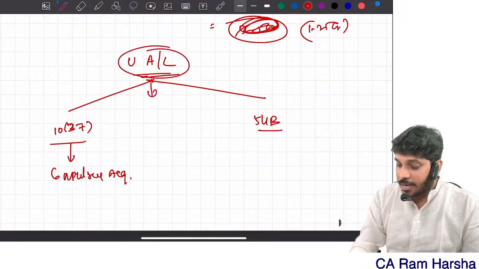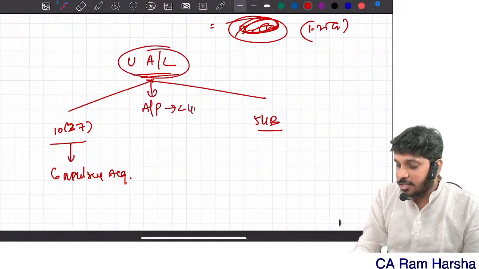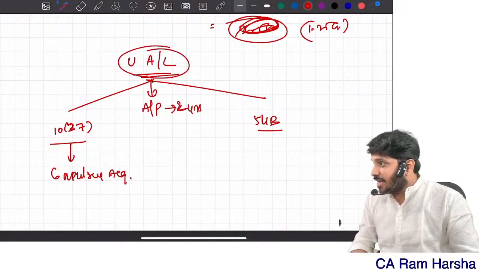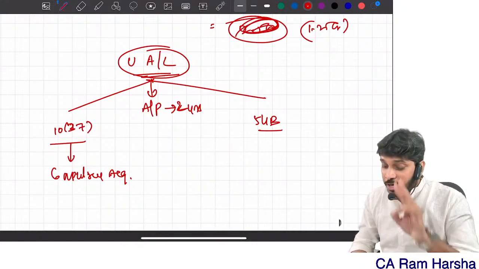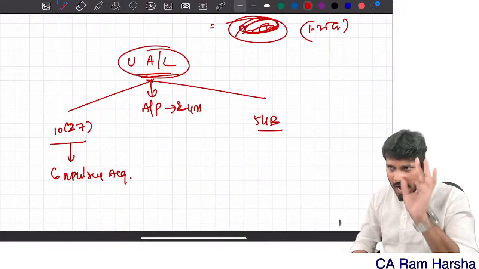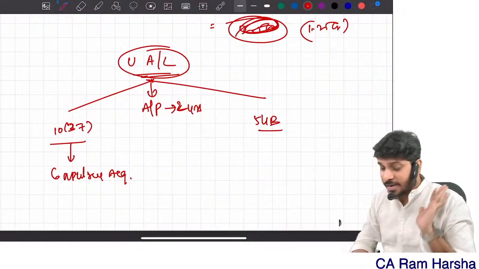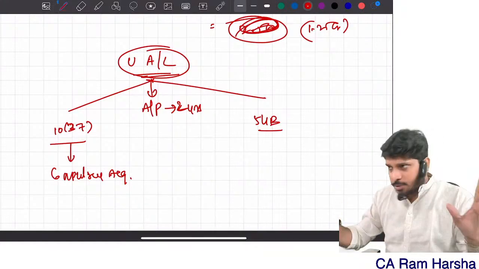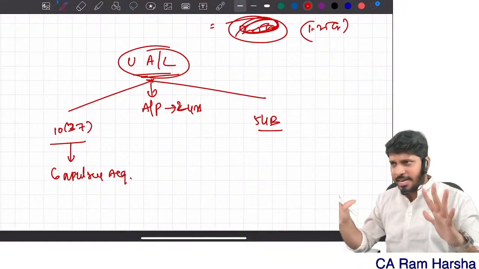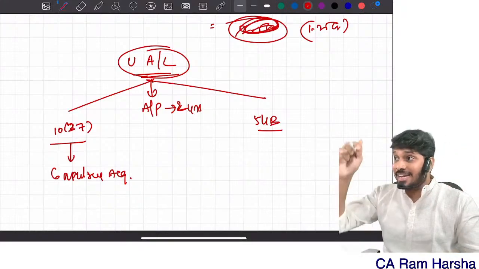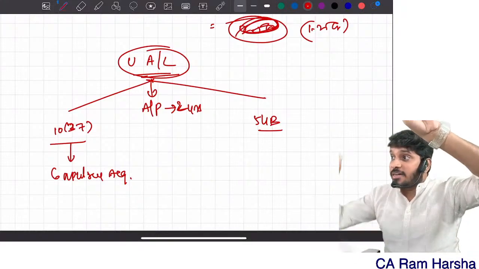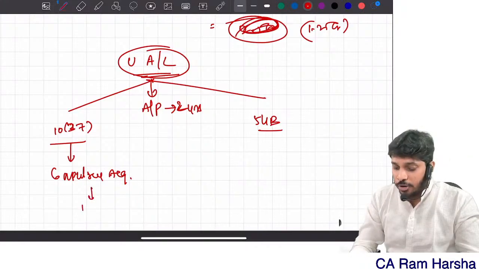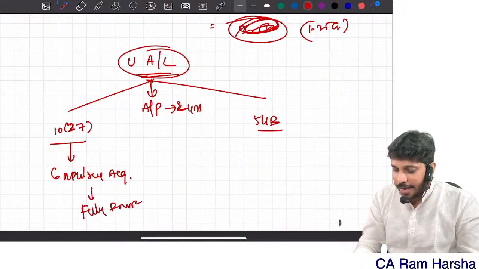Remember, this urban agricultural land was used by me for agriculture purpose for 2 years. The assessee or his parents or the HUF have been using it for the past 2 years. Now it was sold to the government under compulsory acquisition. Fully exempt. Straight away exempt. Urban land.